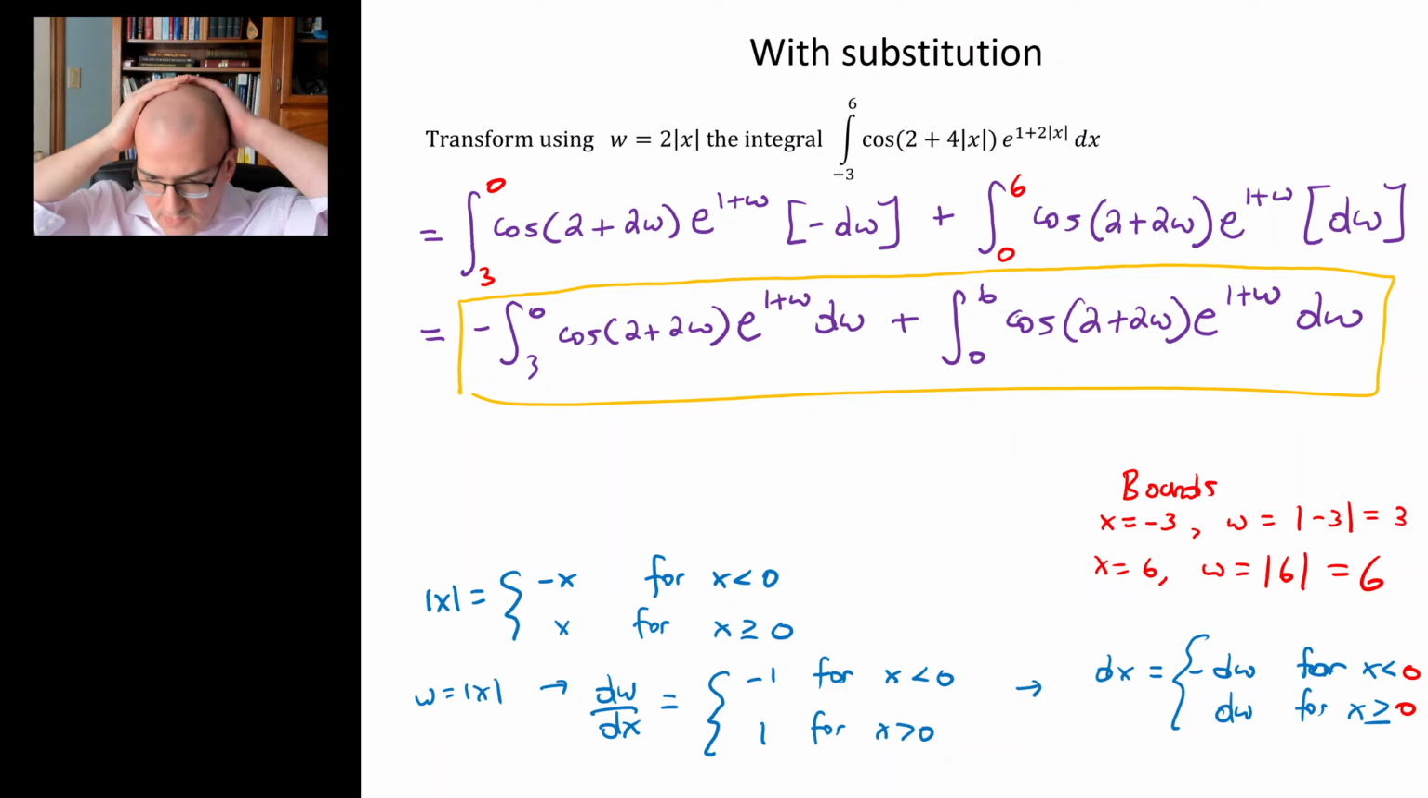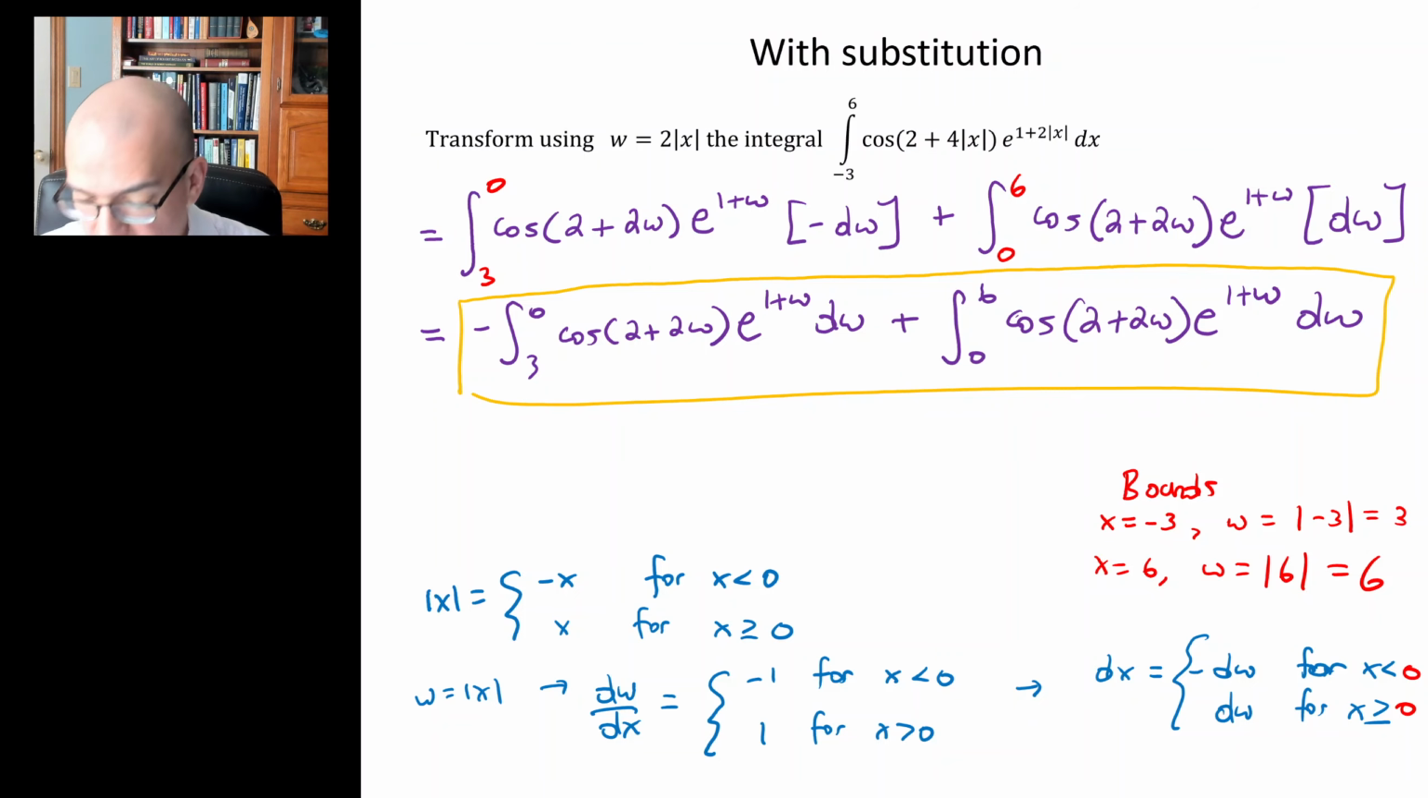Okay, so I want to go back and break down what happened. The most important part was recognizing we need to split the integral up at 0. And we could have done this in a different way. We could have used the piecewise definition of absolute value of x and split the integral into two integrals that way. But the reason I didn't do that was because the question did not tell us to do that. The question told us to use this as a transformation, to use w is equal to 2 times absolute value of x.